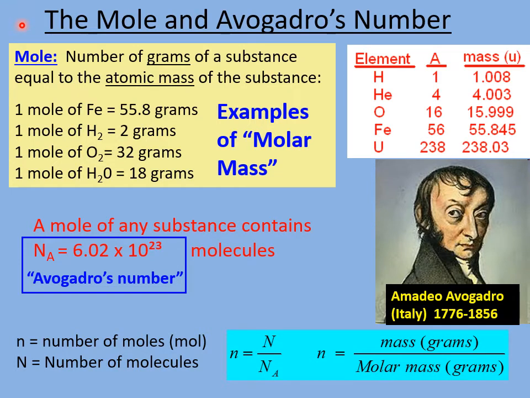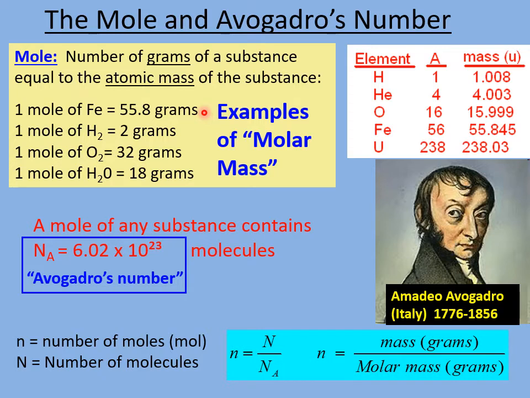So let's take a look at something called the mole and Avogadro's number. So first of all, definition. What is a mole? A mole is the number of grams of a substance equal to the atomic mass of the substance. So let's look at some examples of what we call molar mass. If we look at iron here, remember that iron has an atomic mass number of 56, and its actual mass, which we can get from the periodic table, is 55.8. So 1 mole of iron would have a mass of 55.8 grams.